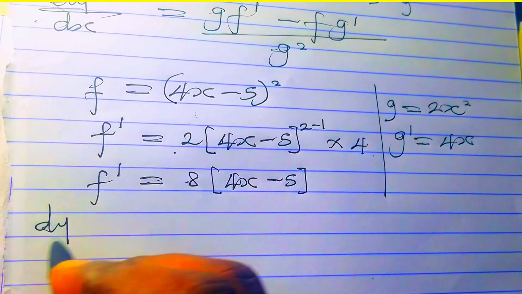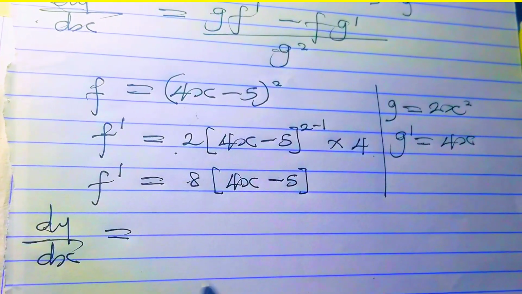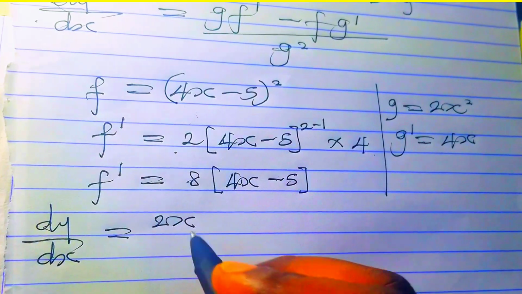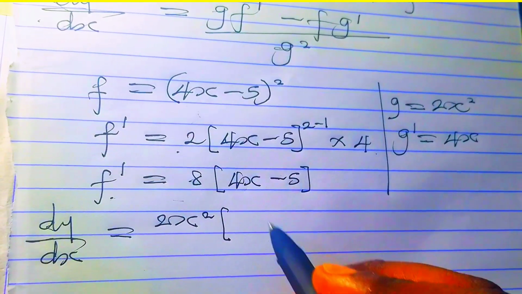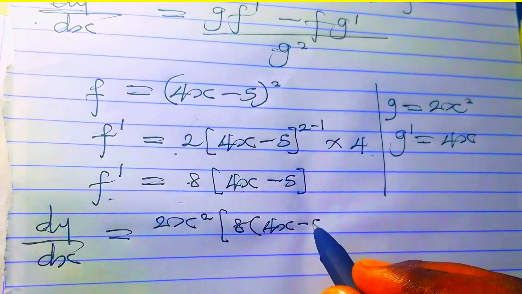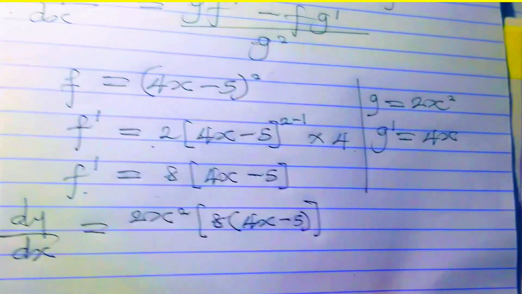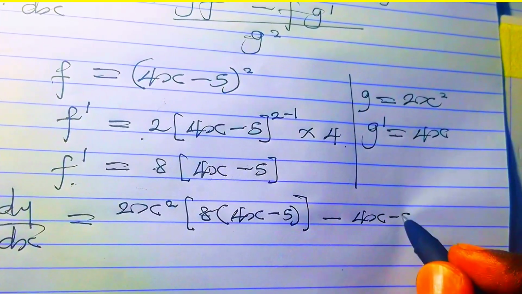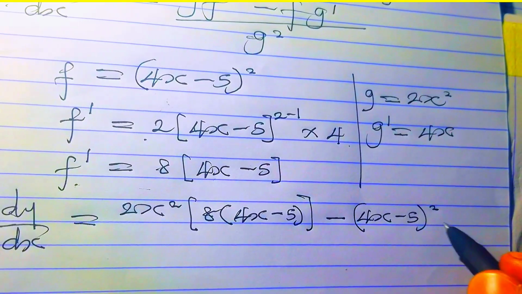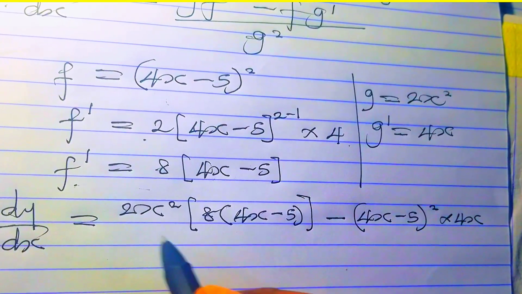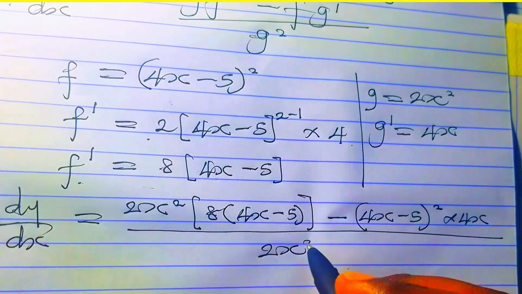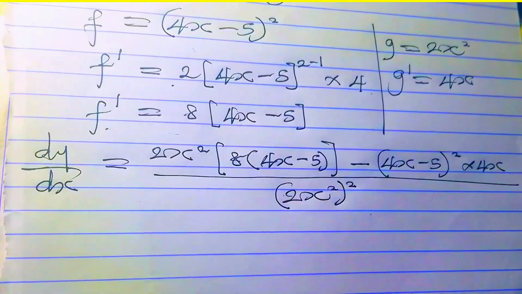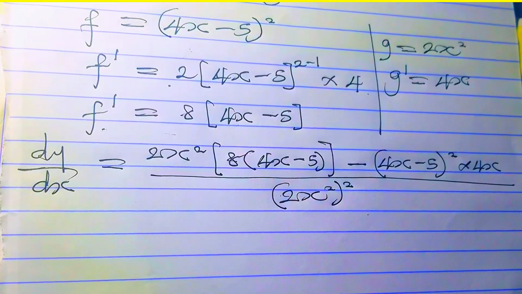And therefore, dy/dx gives us 2x squared, which is our g, times f prime, that's 8, in the bracket 4x minus 5, in the bigger bracket, minus f, which is 4x minus 5 raised to the power of 2, multiplied by 4x, everything over 2x squared raised to the power of 2. And then we can actually analyze and solve that one further.